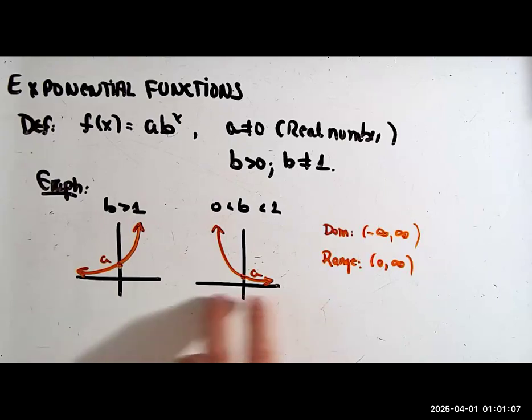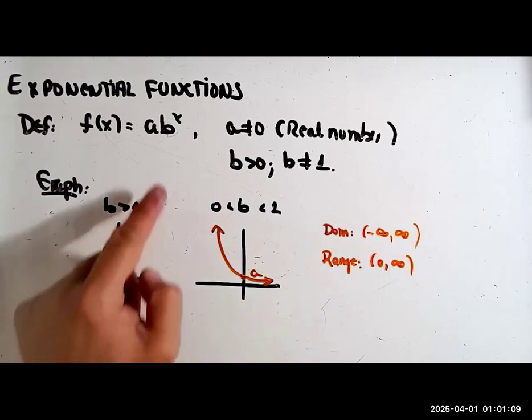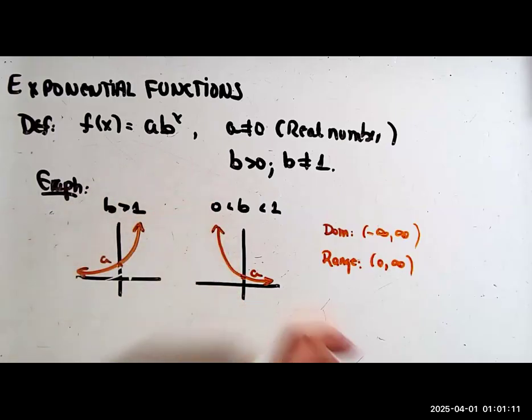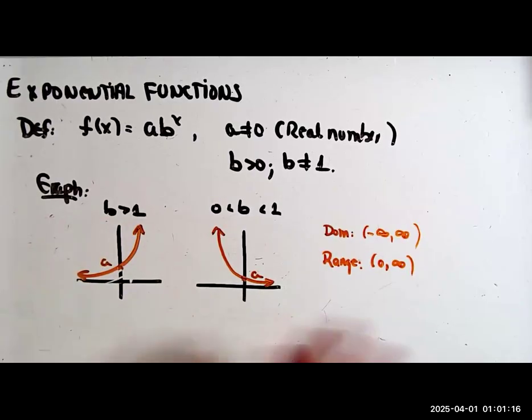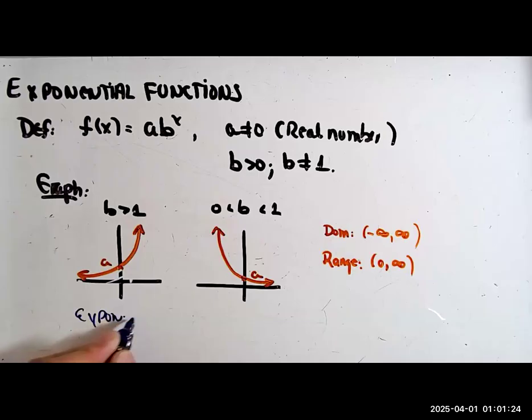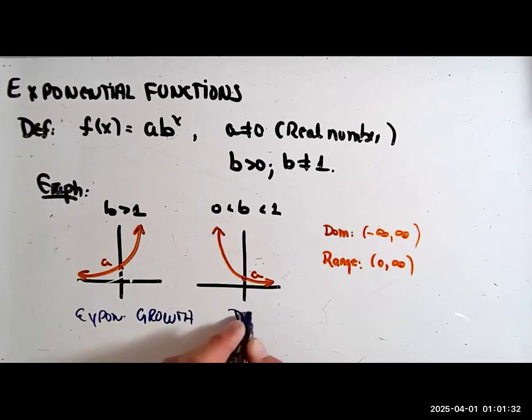It experiences a horizontal asymptote here. It is always growing or decreasing. If b is bigger than 1, this is what we call an exponential growth model. And if b is between 0 and 1, it's an exponential decay.